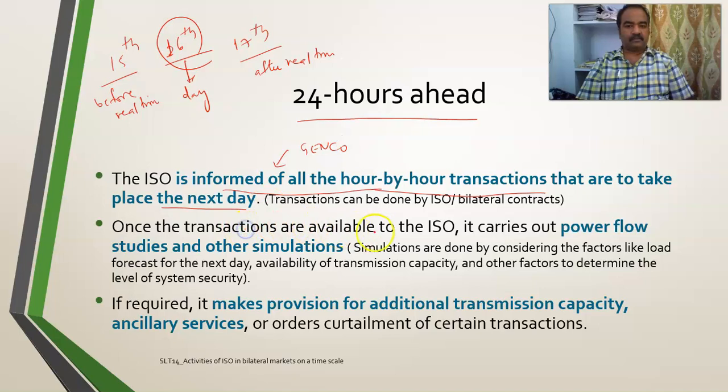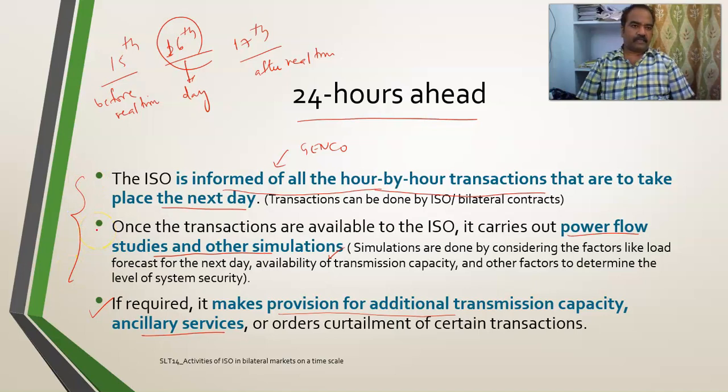Once the transactions are available to the ISO, he carries out the power flow studies and other simulations. Why does he do this? Because he has to provide transmission services. He has to ensure that there is sufficient transmission capacity available, and then he will offer the transmission services. If required, he also makes provision for additional transmission capacity. If he feels there is a requirement of additional transmission capacity or ancillary services, he procures those services a day ahead. So these are the jobs of the ISO.